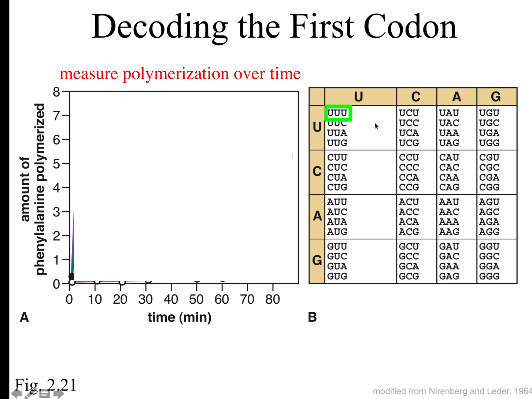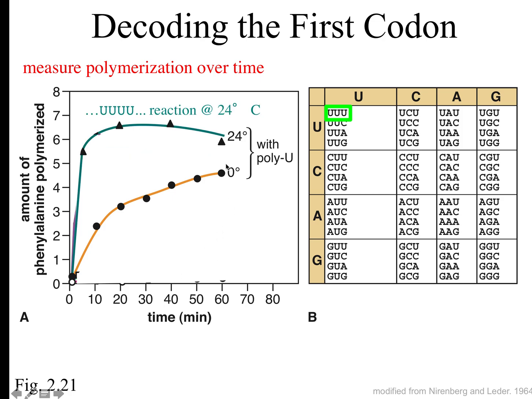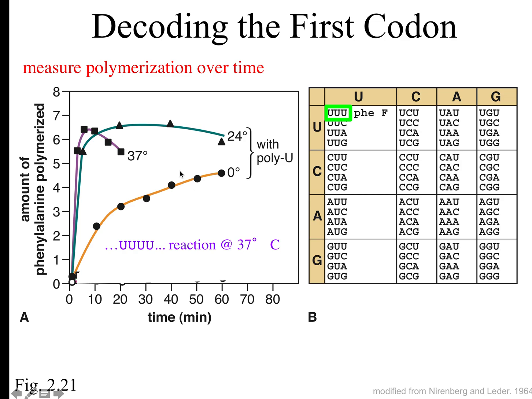First thing they did was just in a lab make a chain of mRNA that was all U's, just U over and over and over again, so that every codon that is read by the ribosome would be U. Then they let the ribosome make polypeptides, proteins, in the test tube, and they tested it at one temperature, another temperature, and a third temperature, and it didn't seem like temperature had a big effect.